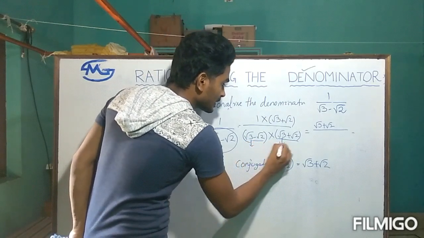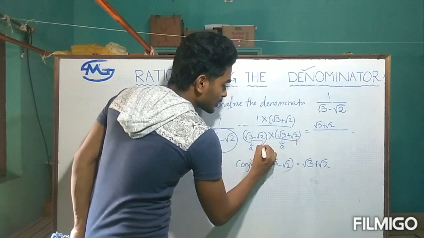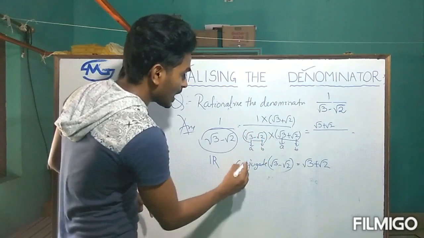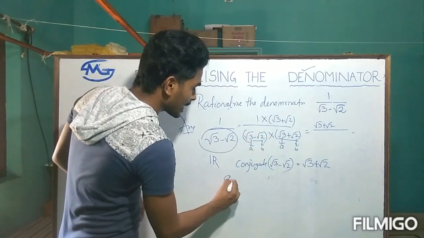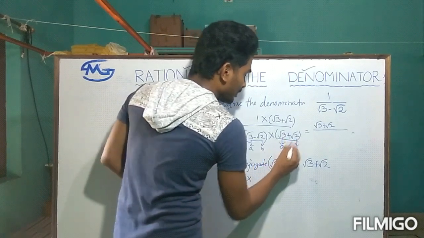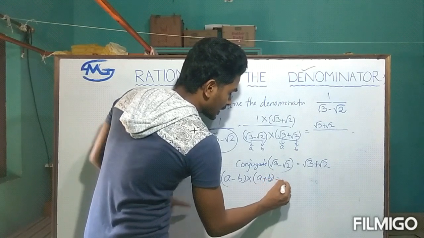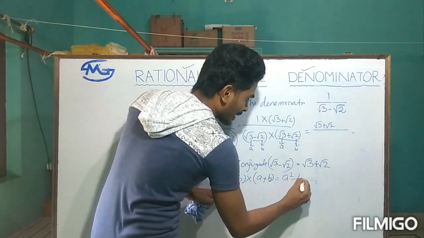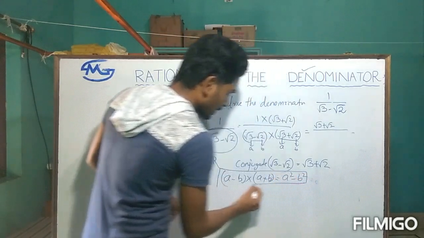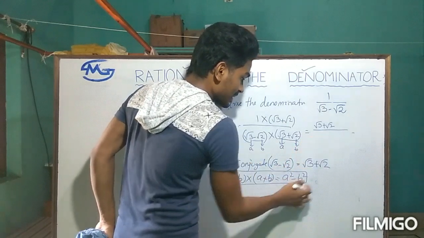So suppose this will be A. Here root 2, here also root 2. Suppose this will be B. Then they will form a formula, A minus B whole into A plus B. And the formula is A square minus B square, as we know. So let us put this formula here. Then it will be A square minus B square.